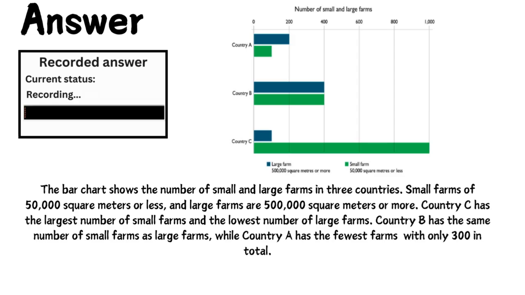The bar chart shows the number of small and large farms in 3 countries. Small farms are 50,000 square meters or less, and large farms are 500,000 square meters or more. Country C has the largest number of small farms and the lowest number of large farms. Country B has the same number of small farms as large farms, while Country A has the fewest farms, with only 300 in total.